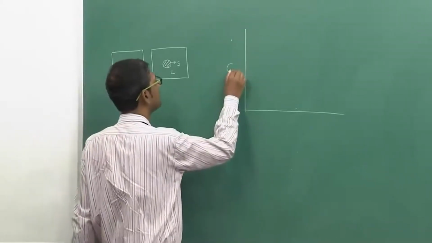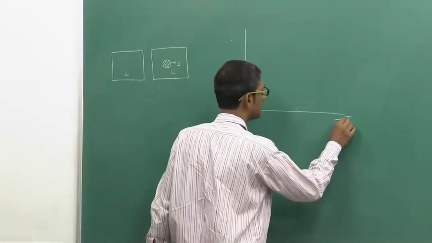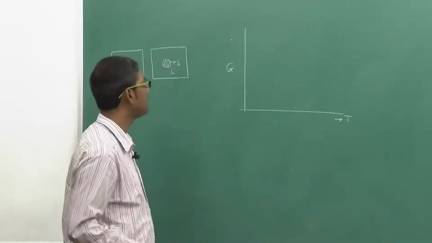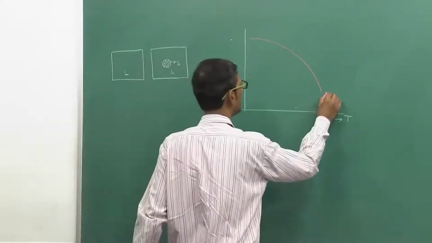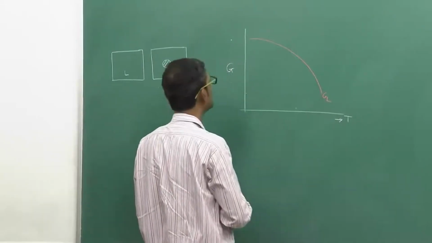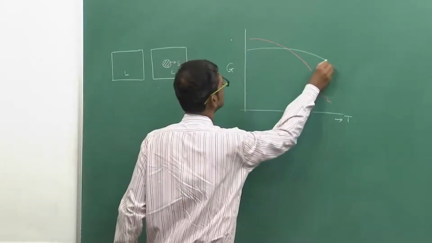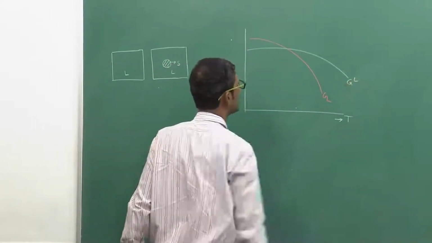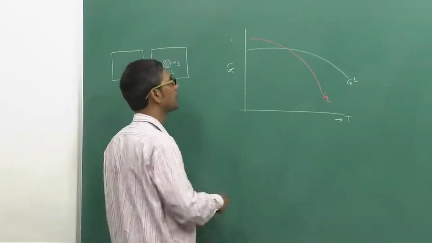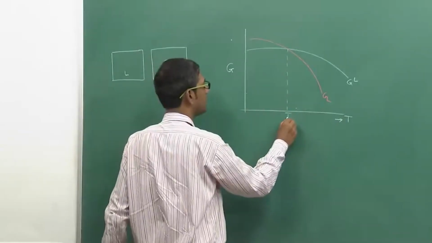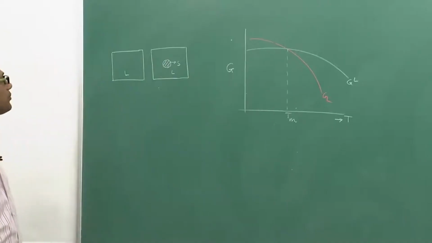So, if I plot free energy of a pure solid or liquid as a function of temperature, then the free energy curves will look like this. Suppose this is for the liquid, this we write GL, and this is for the solid. Therefore, at the melting temperature these two curves will have to cross over, because at the melting temperature they will have the same free energies, otherwise there will be no coexistence of these two phases.